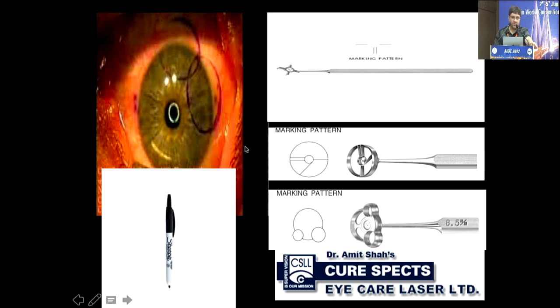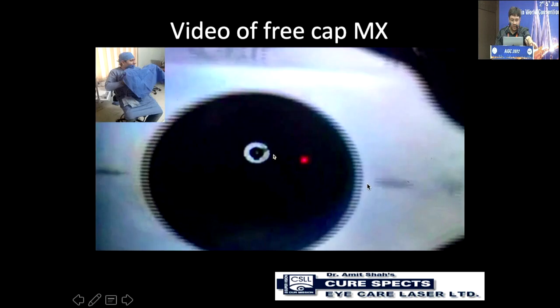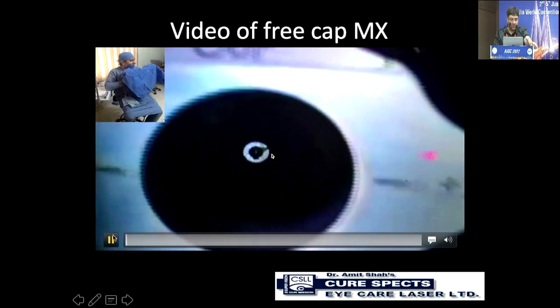So suppose you have those free flaps, you can always realign them. And this is a nomogram which we currently use for those. Suppose you have a patient who has a steep cornea, 46, then I would advise you to use the ring +3 with the stop 7.5 instead of +2 and 8. So just quickly have a look at this video.